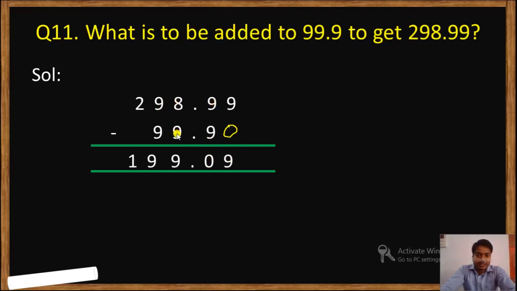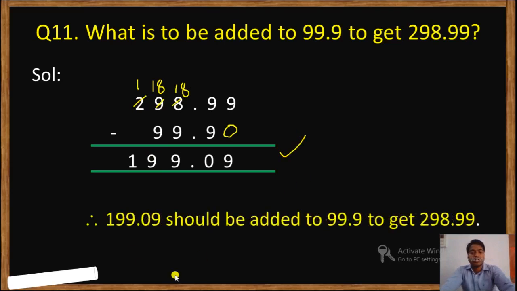Now 8 is less than 9, so it will take a borrow from here. When we take a borrow, it will become 18 and this will become 8. Okay, now 18 minus 9, 9. Now again 8 is less than 9, so it will take a borrow from 2, so it will become 18 and this will become 1. Now 18 minus 9, 9, and 1 as it is. Okay, so this is the result.